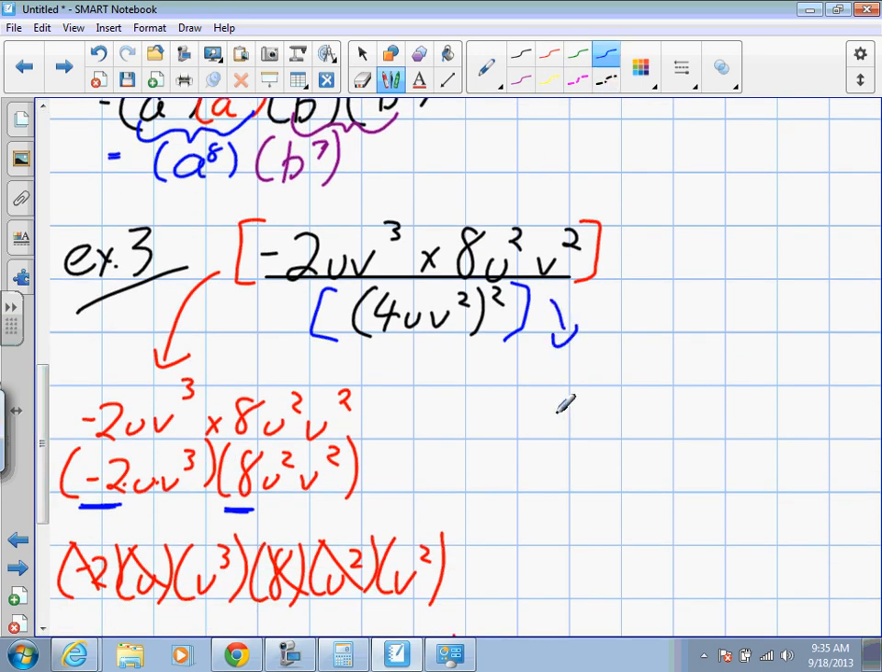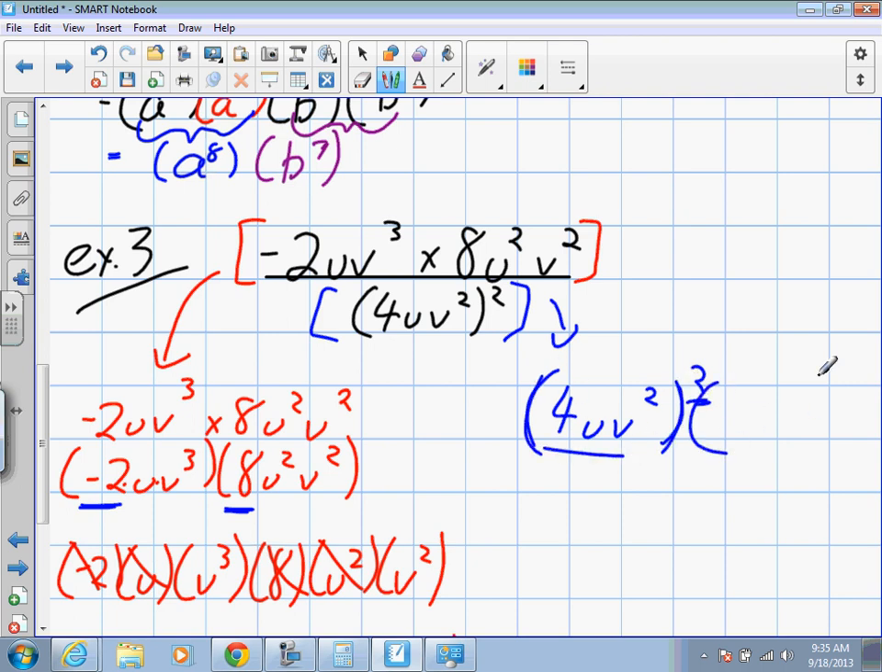4uv squared, squared. Because this entire bracket is squared, it means this bracket has to be multiplied by itself. So I can rewrite it like that, or I can imagine that there's powers of 1s here. It's a power of a power, and a power of a power we would multiply. In other words, I bring this 2 in, multiply it by this 2. I bring the 2 in, multiply it by this 1. I bring the 2 in and multiply it by that 1. But maybe that's hard for you to see, so I'm going to rewrite the bracket out.